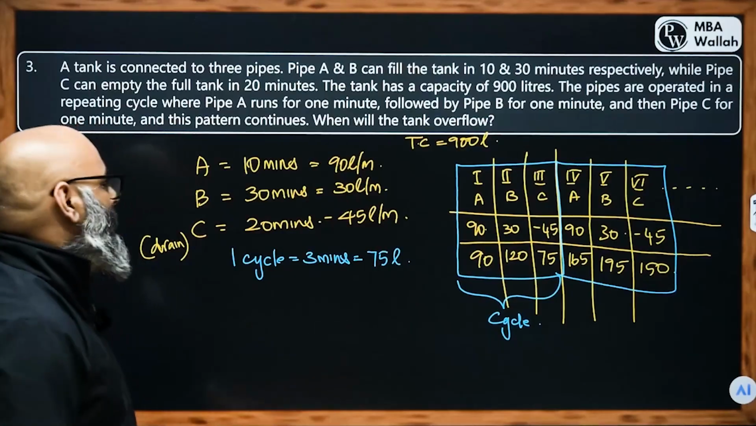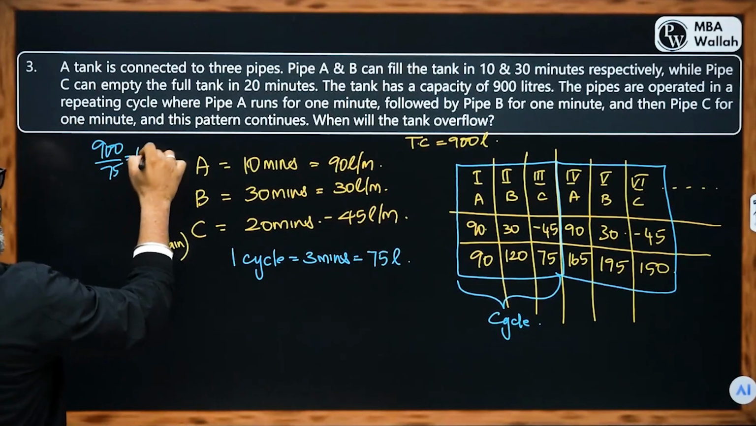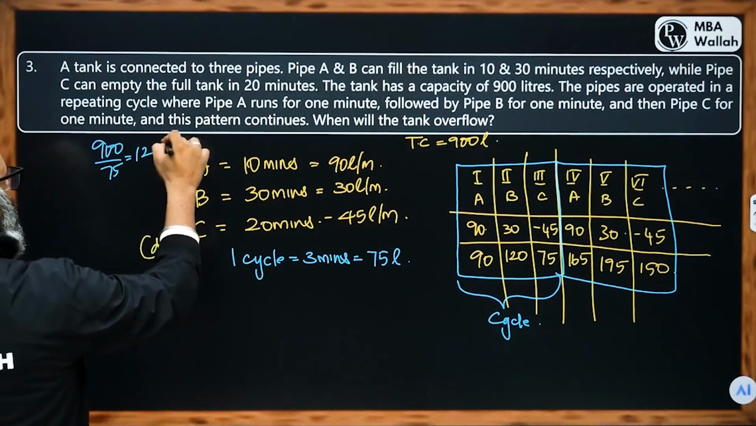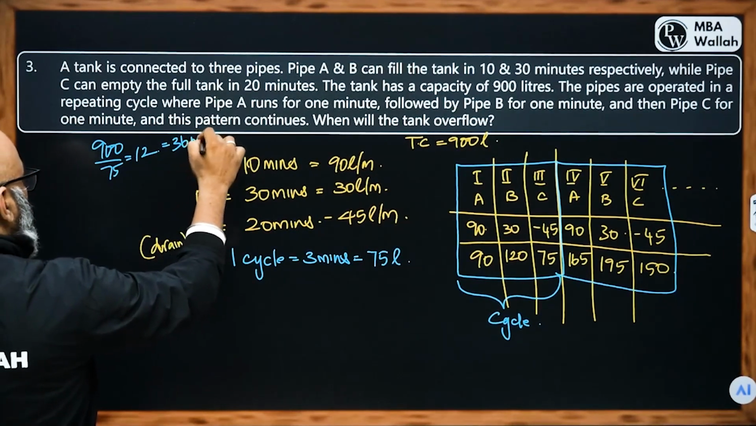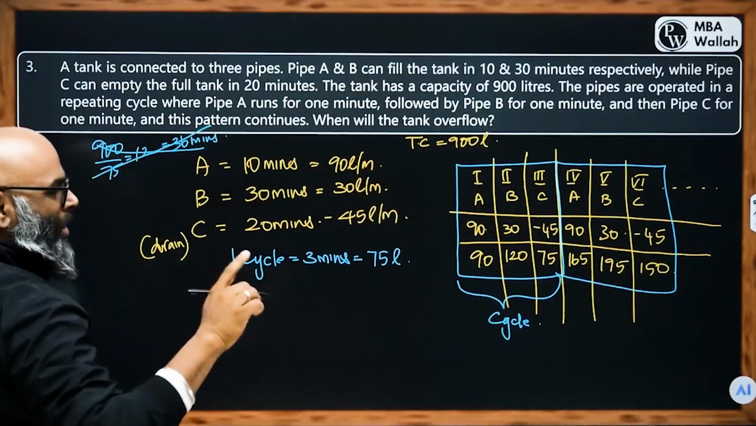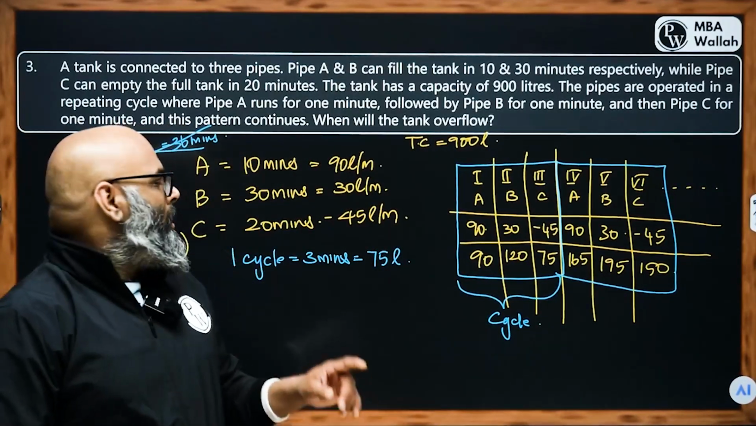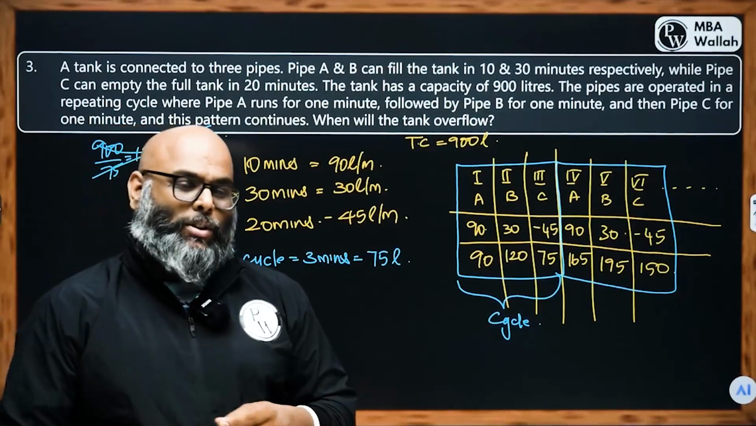Our minds would automatically say, so 900 by 75 will be 12 times, which is 36 minutes. Seems like a good idea, but in reality, this is not correct. We cannot take that. So what is the right way? Because there's a catch here. I'll tell you what that catch is.